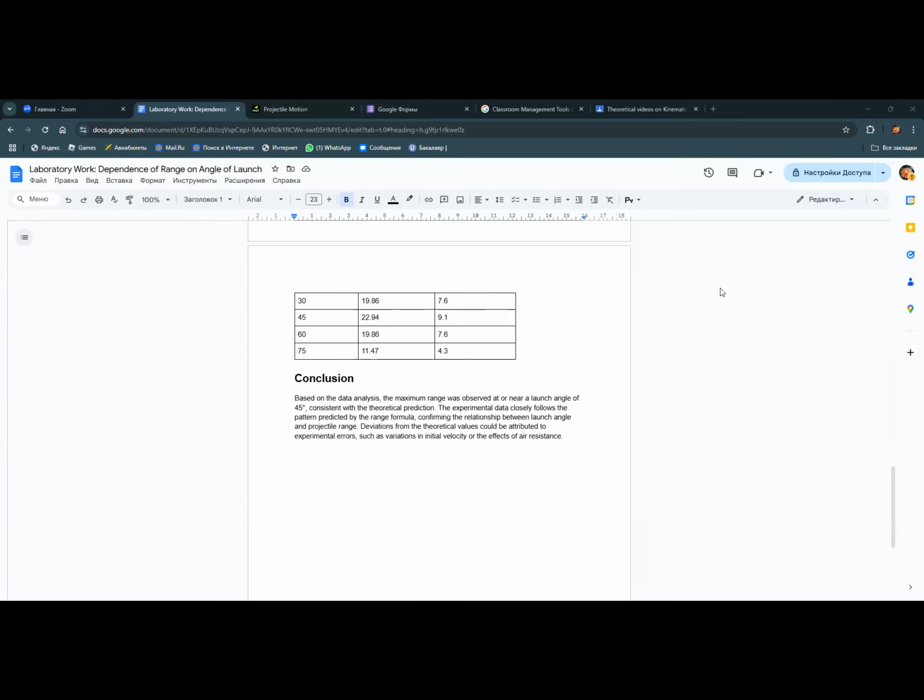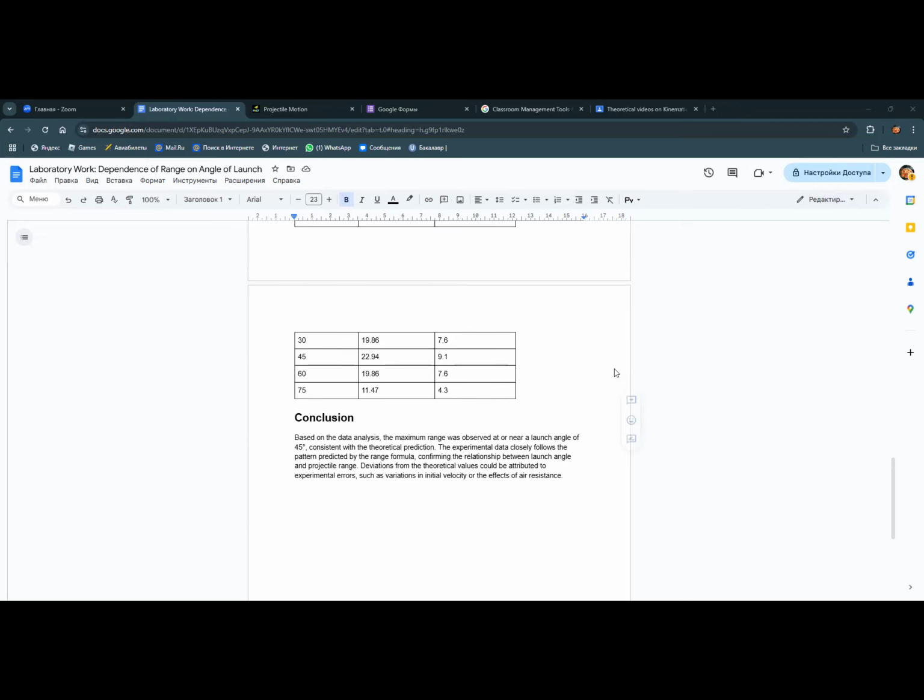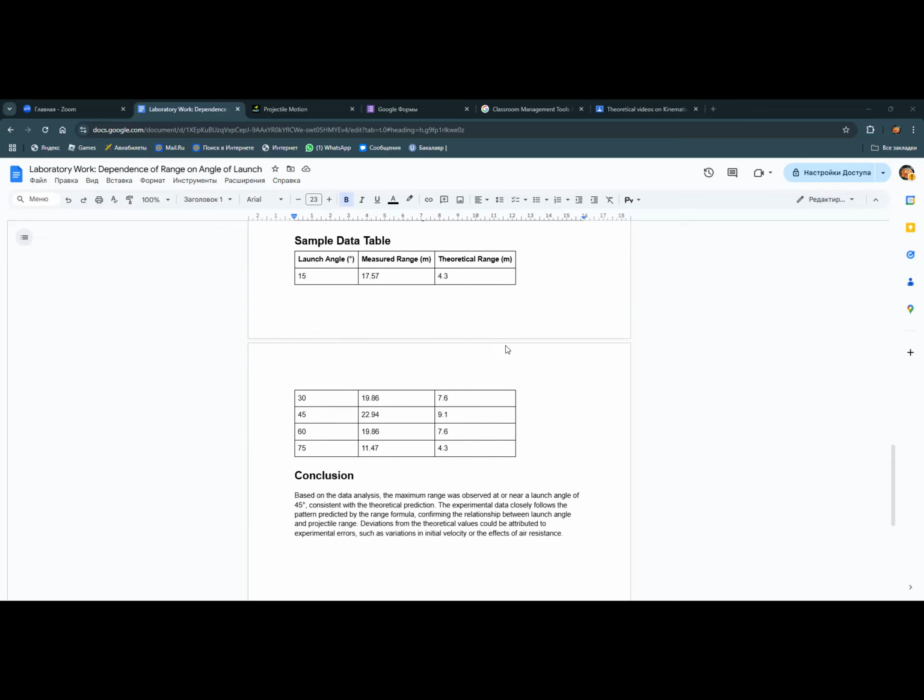And so then, after making all the calculations and comparing, you need to write the conclusion, where you need to represent the dependence of the range on the angle and the initial velocity, and the absolute error of the theoretical range and the measured range. As your homework, your homework is pinned in Google Forms, in Google Classroom.